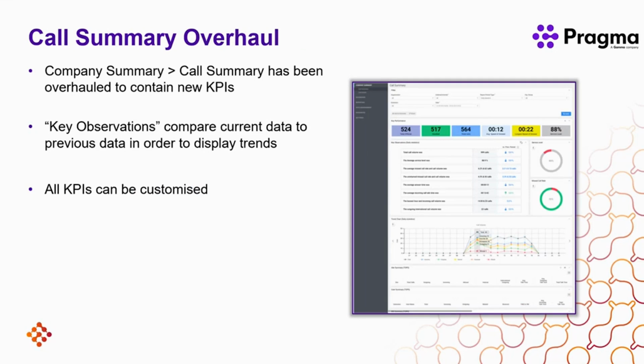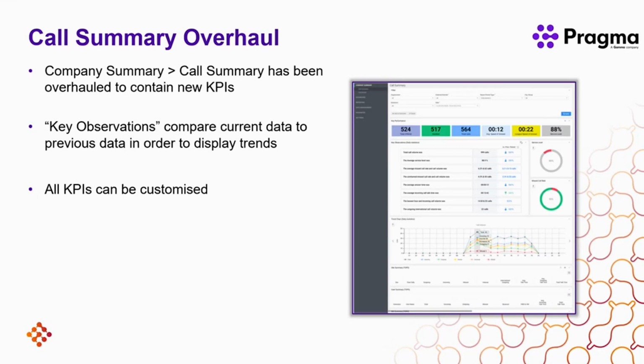Full summary has been overhauled. Apologies again. It is slightly blurry, but it's hard to get the whole screen in without scrolling. There's now a big chunk in the middle of the screen, which is for comparing stats to the previous period. So again, it's hard to see, I understand, but there's stats such as total call volume, average service level, etc.